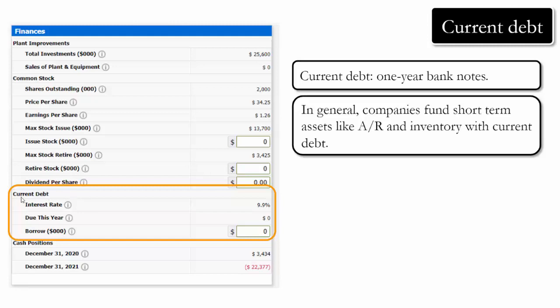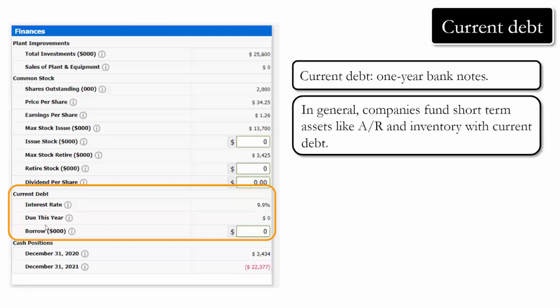In the current debt section, you can see the interest rate for current debt here. Interest rates are a function of your leverage. The more leveraged your company is, the more debt it has related to assets. This increases the risk you represent, and therefore the interest rate will be higher for more leveraged companies.